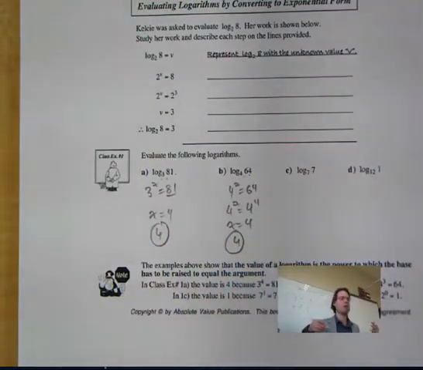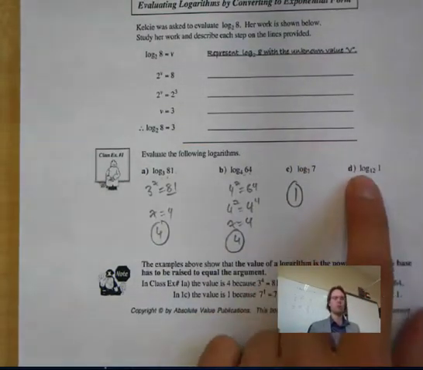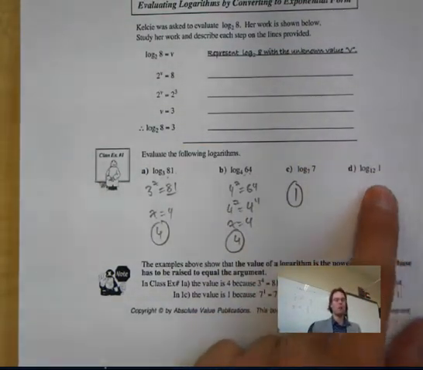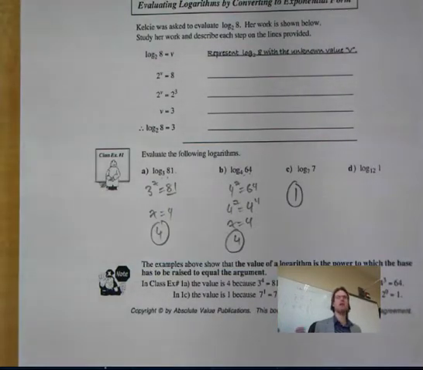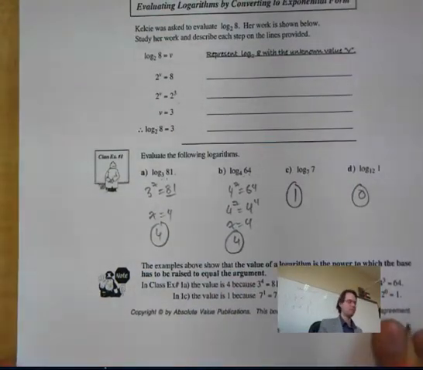Next one's pretty simple. It's saying 7 to the power of what is equal to 7? Anything to the power of 1 is equal to itself. So 7 to the power of what is equal to itself? This one's 1. This is saying 12 to the power of what is equal to 1? Well, what to the power of anything is equal to 1? 0. So this one here is 0. 12 to the power of 0 is equal to 1.